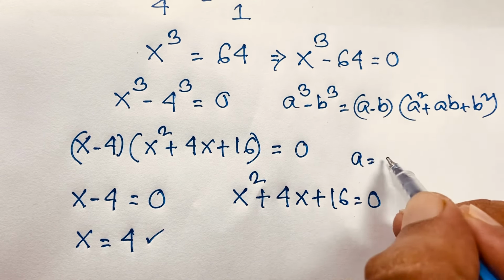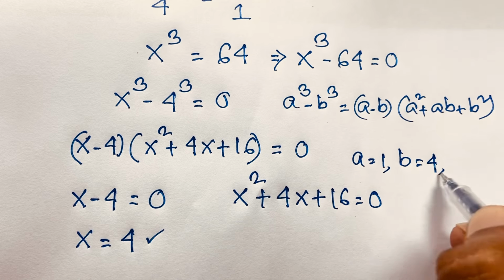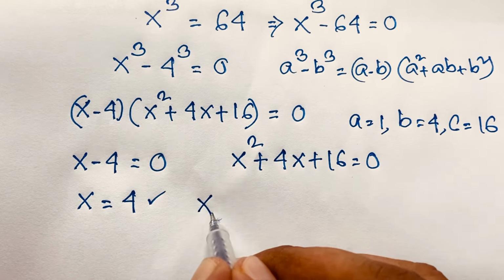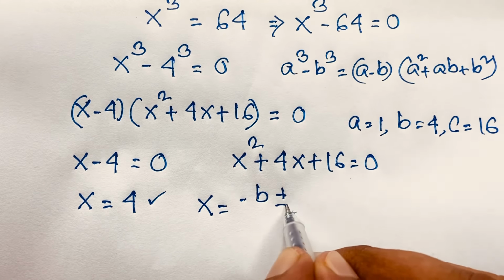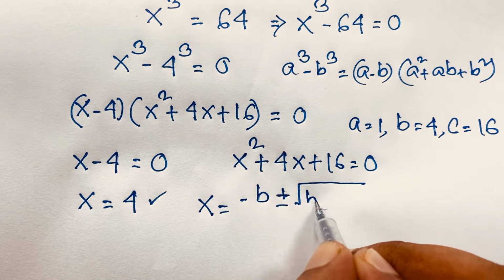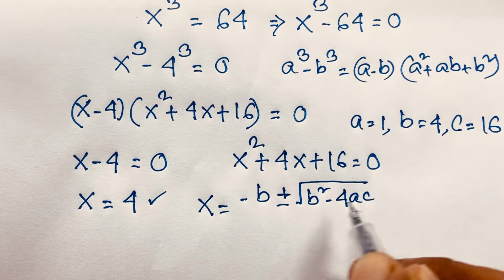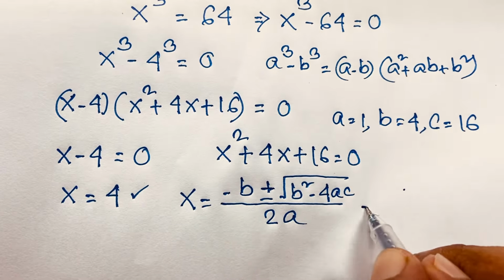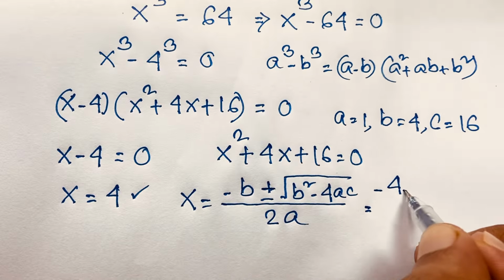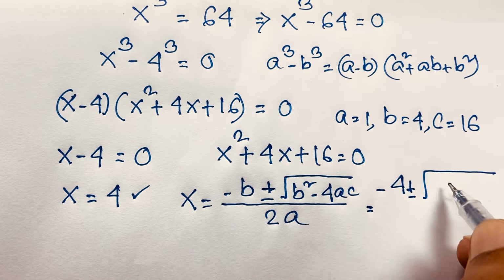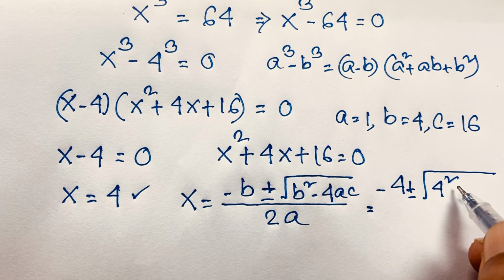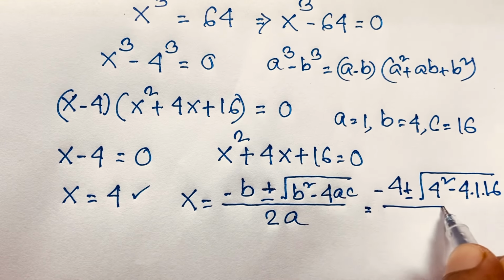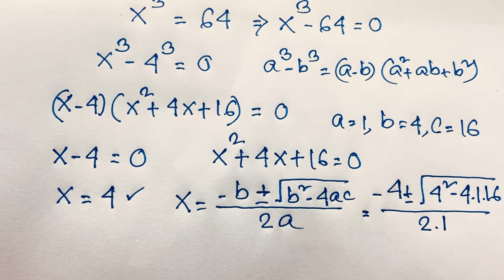You can see easily here a is equal to 1, b is equal to 4, and c is equal to 16. Then here x will be minus b plus or minus square root b square minus 4ac over 2a. Then here minus b is minus 4 plus or minus square root b square, 4 square, minus 4ac, 4 times a is 1, c is 16, over 2a, which is 2 times 1.